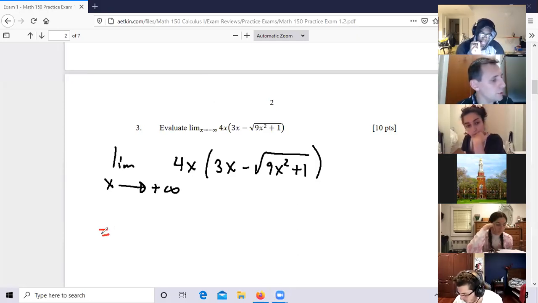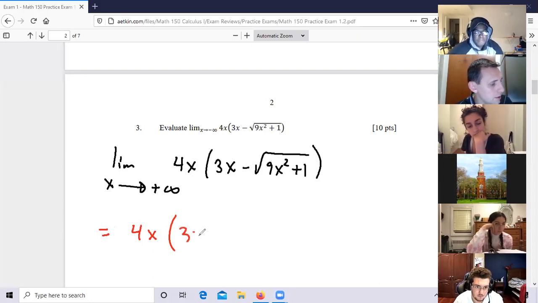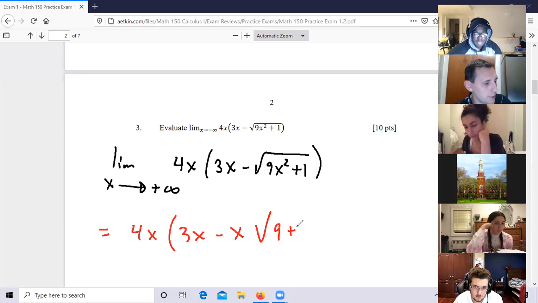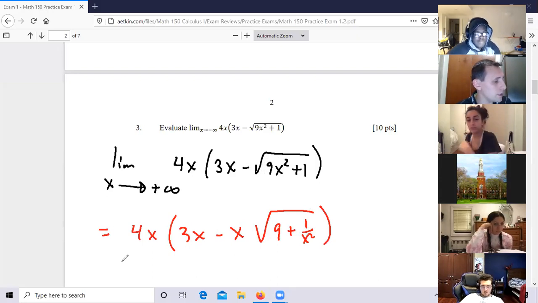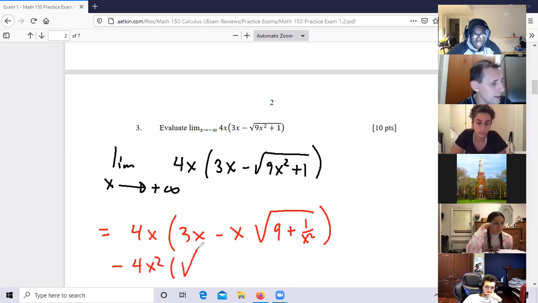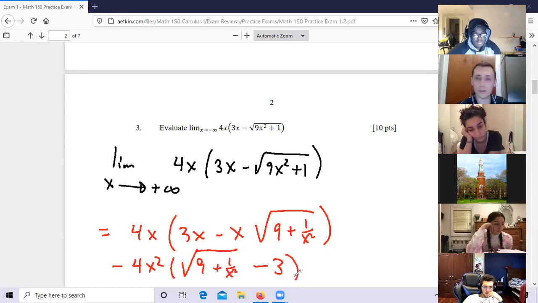So what we do is, here I will factor out x squared. So I have 4x, and in parentheses, 3x minus, basically, when I factor x squared, this is just x times root of 9 plus 1 over x squared. You agree? That's what I have here. And then I can factor out the x from both parts. Actually, I factor minus x, so I have minus 4x squared, and here I have root of 9 plus 1 over x squared, yes? Minus 3. Does it begin to look like something? You see what I'm doing?